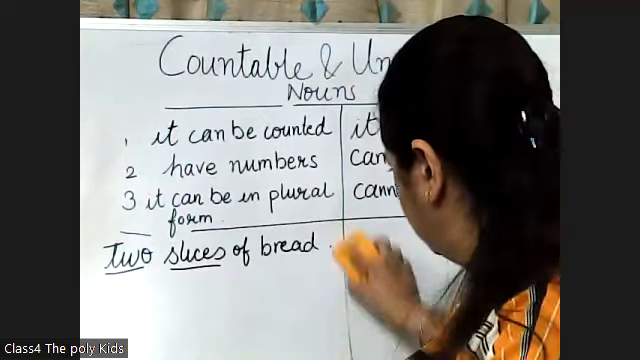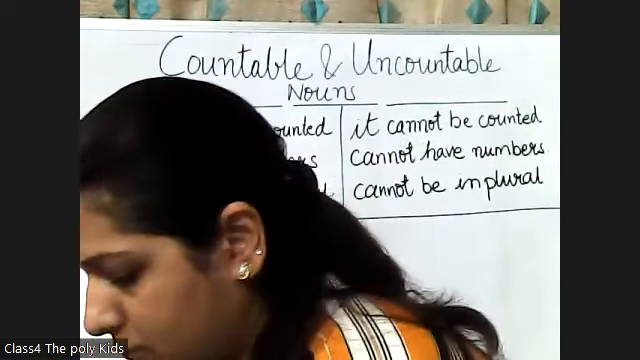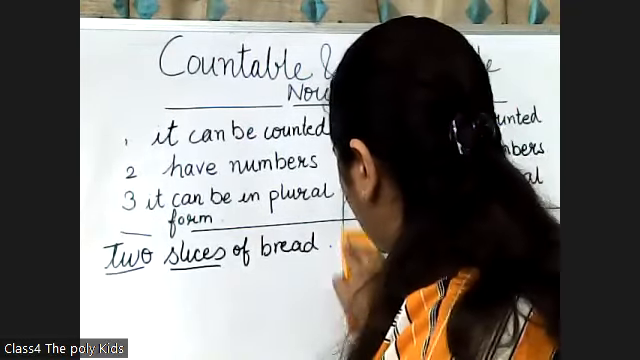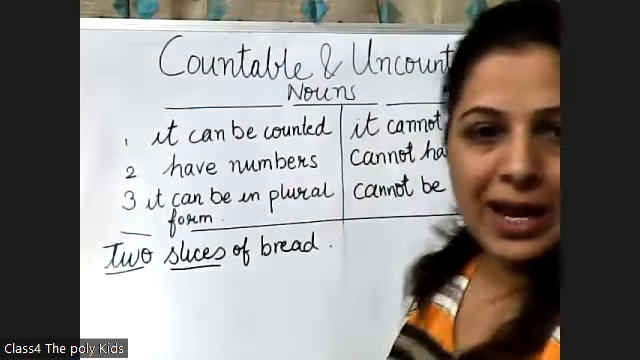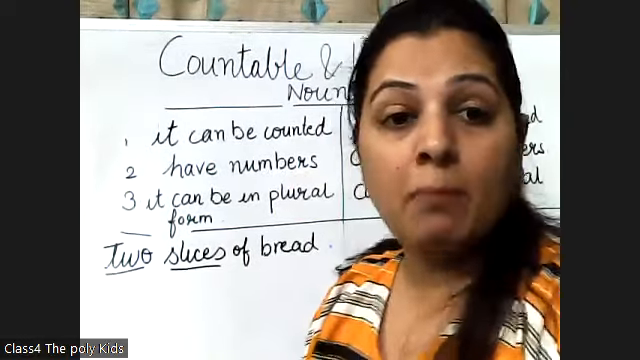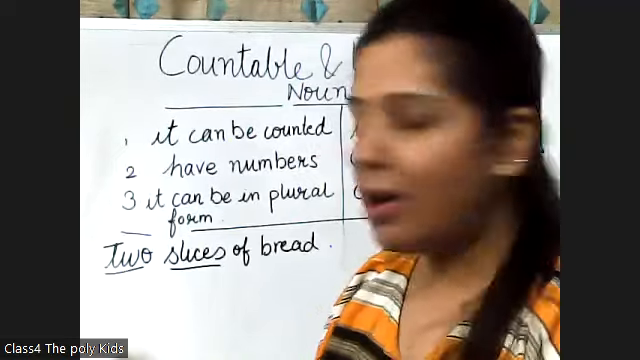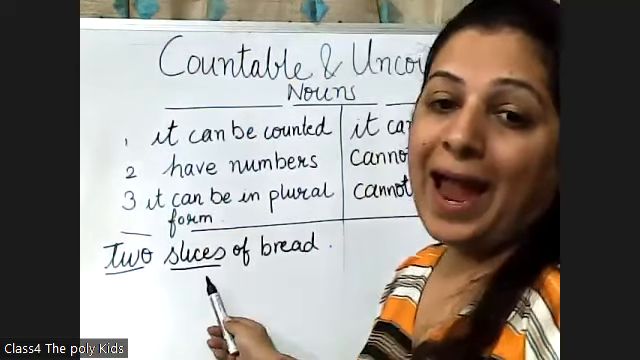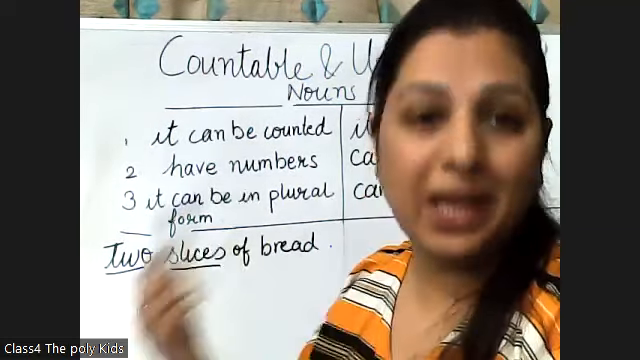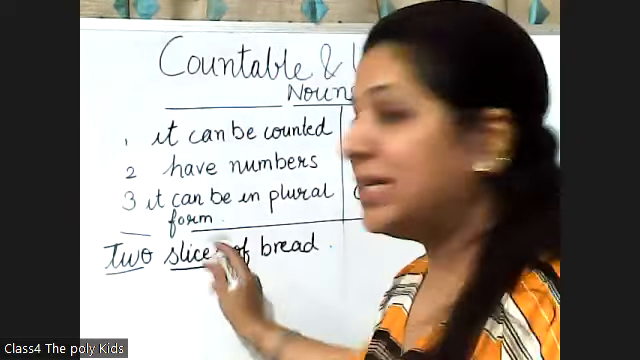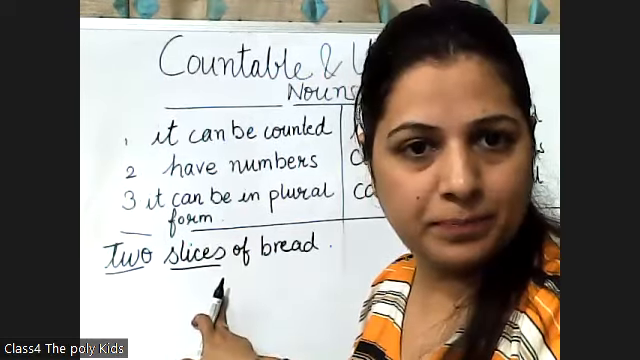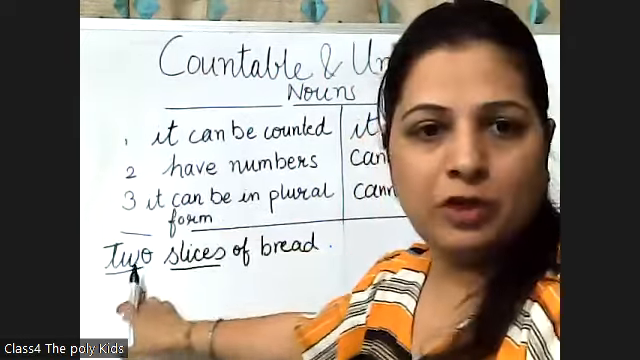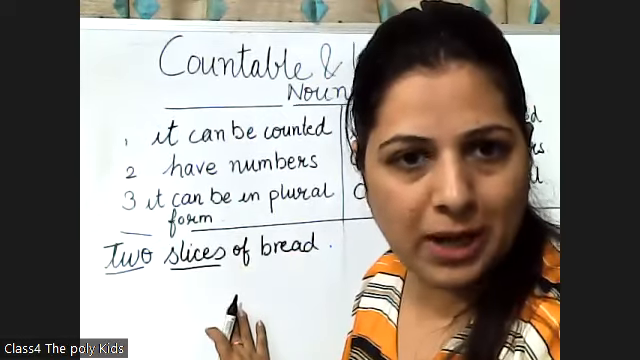Done, ma'am. Okay. So 2 slices of bread I have written. That means I can count the number of slices. How many slices are there? 2. Okay. And because there are 2, that means more than 1. That is why the slice has become slices. Clear? So plural form we have used and number we have used and we can count it. So it is a countable noun.